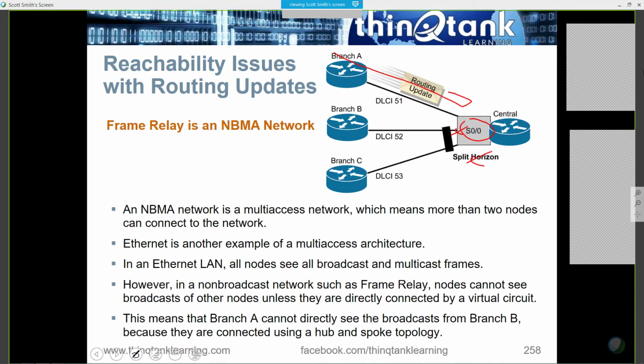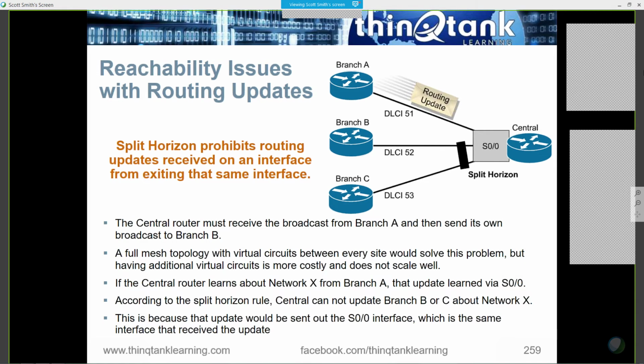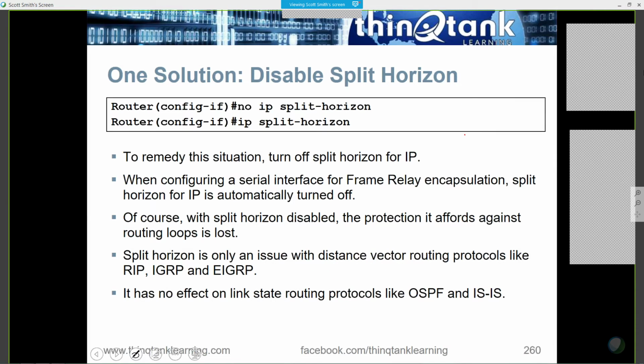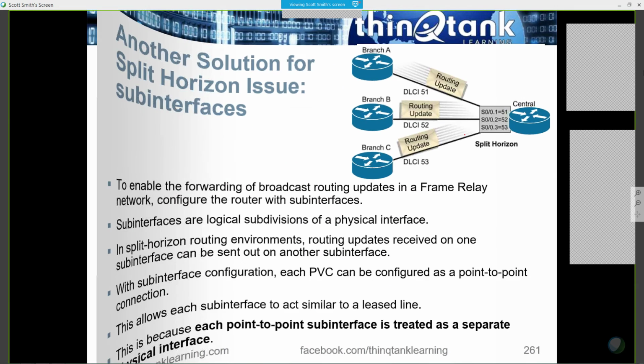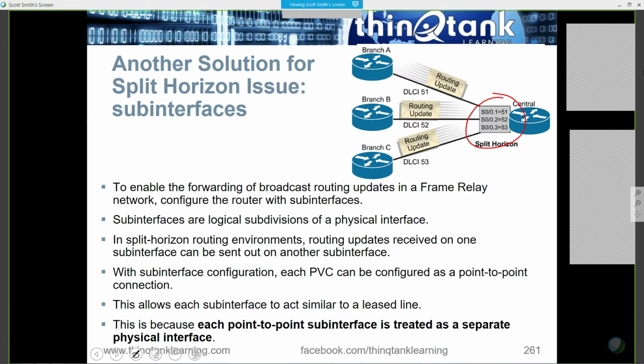How do I fix that problem? Stop using a distance vector protocol. No. How do I fix that problem? Subinterfaces. Yep. Take that physical interface. Here we go. Now you can turn off split horizon. That's not generally recommended. Take that physical interface and divide it up into sub-interfaces. What is the downside to that, though? We just made our routing architecture a little bit more complicated, didn't we? You're actually paying for 3 different PVCs now?